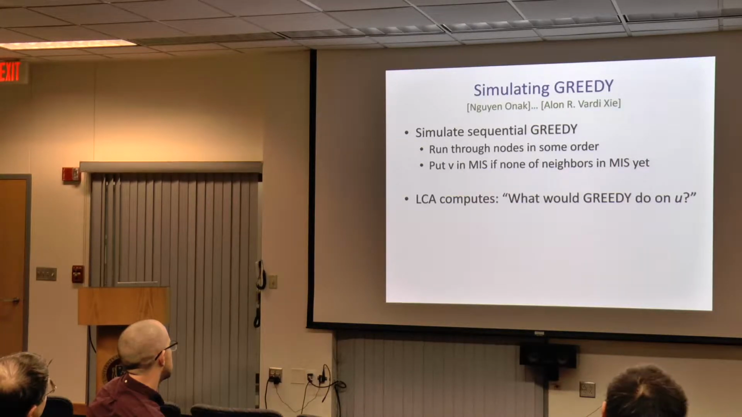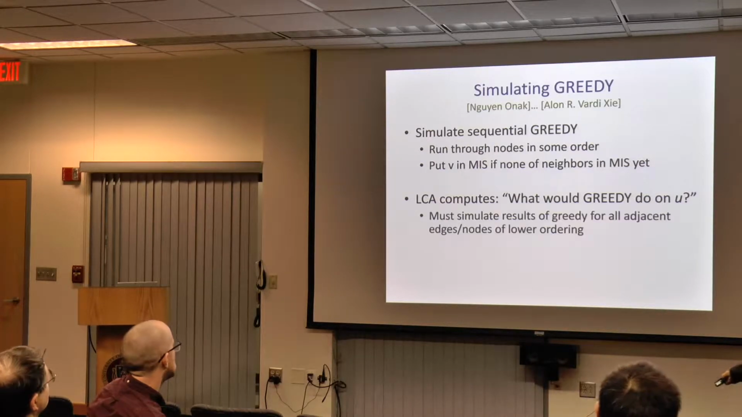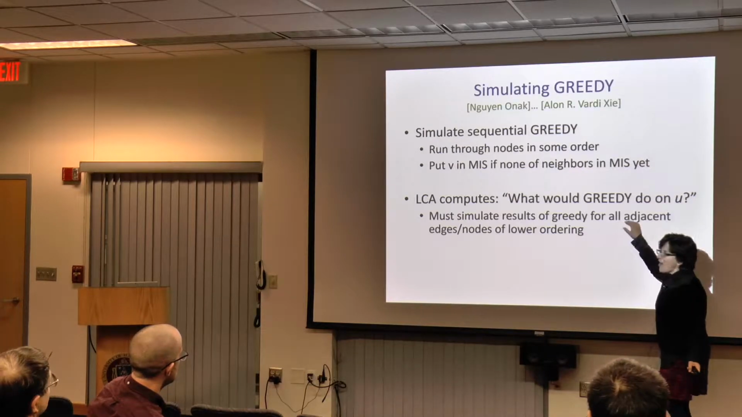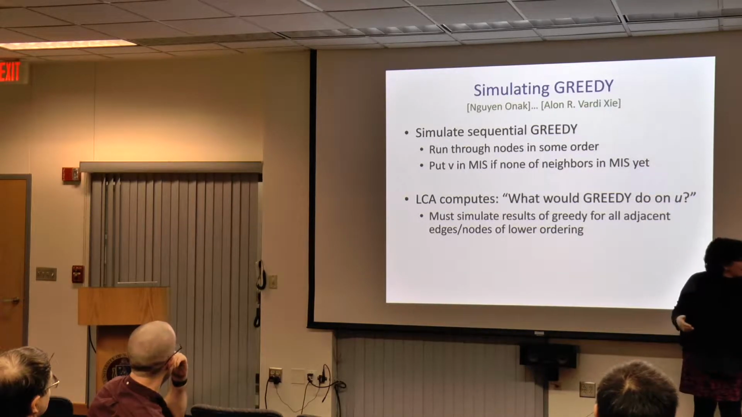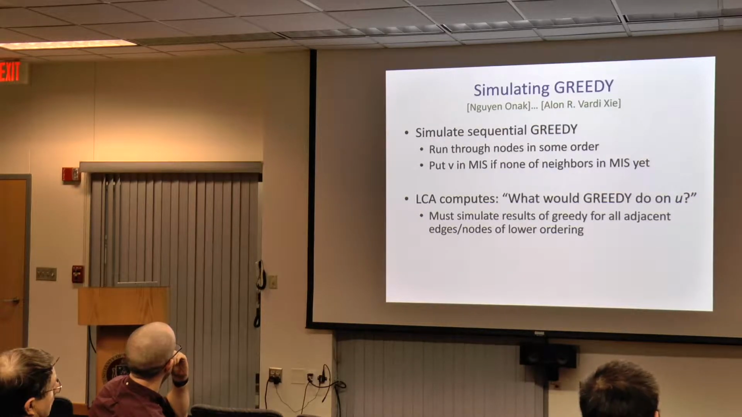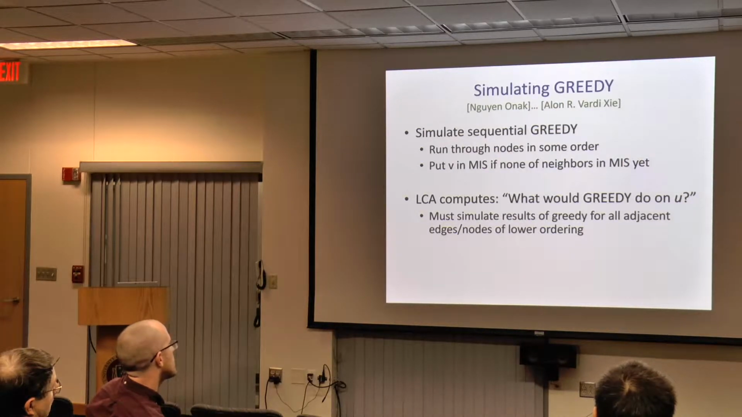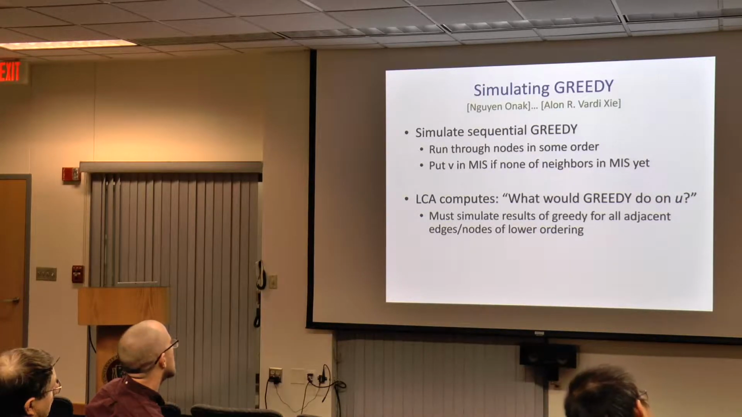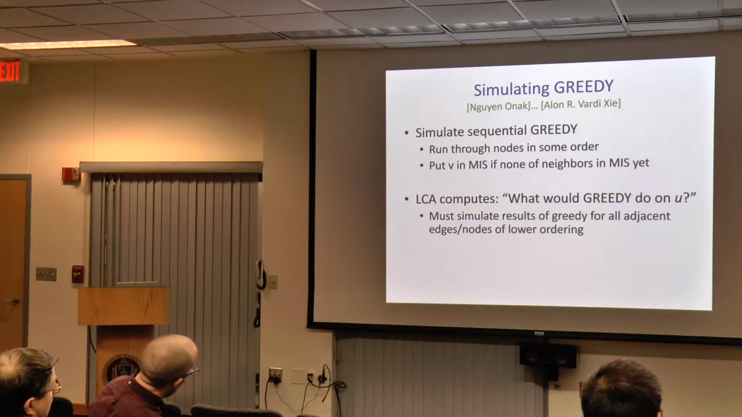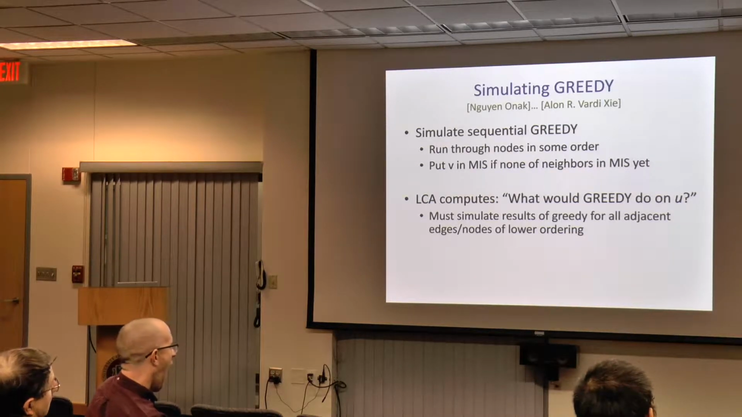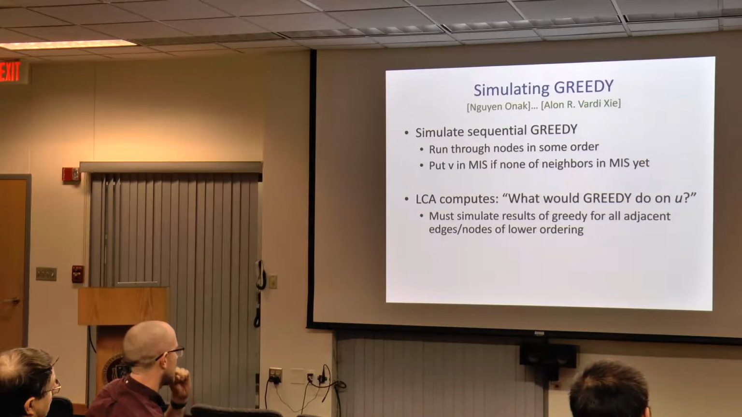Well, now what the LCA should do is compute what greedy would do on you. How do I figure that out? I have to simulate the results of greedy for all adjacent nodes of a lower ordering. So let's say I'm figuring out U here, and its order is 10. If it has a neighbor here that's 9, I have to figure out, was N9 put in the maximal independent set earlier or not? On the other hand, if there's 15 over here, this comes after me in the ordering, so I don't have to figure out what happened. Greedy approaches U before it approaches this guy, so it's going to decide what to do here before it even thinks about this guy.